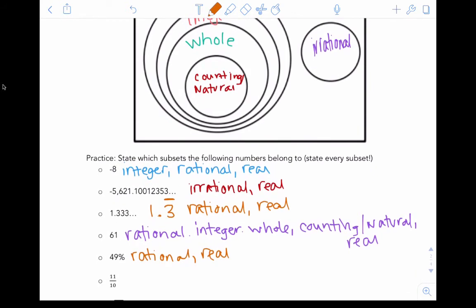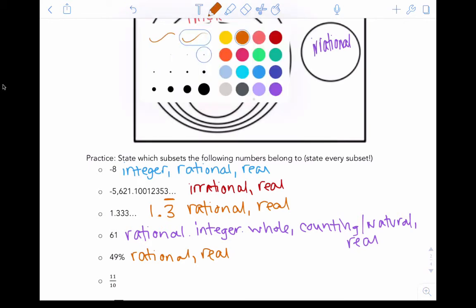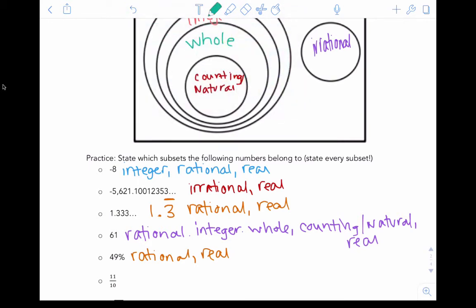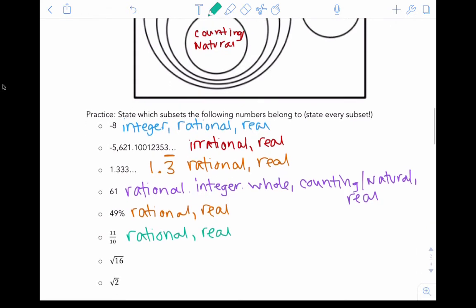Next, I have 11 over 10. Well, 11 over 10 is a fraction, so just like I said, that is going to be rational. And that does not simplify to an integer, so it's just rational and real.